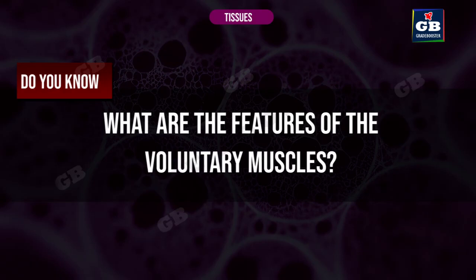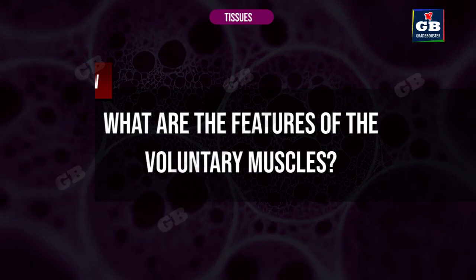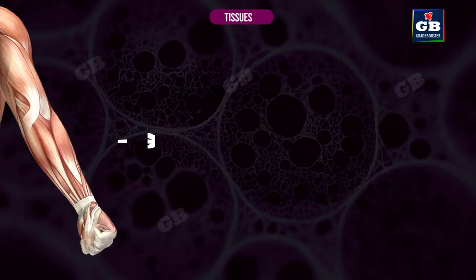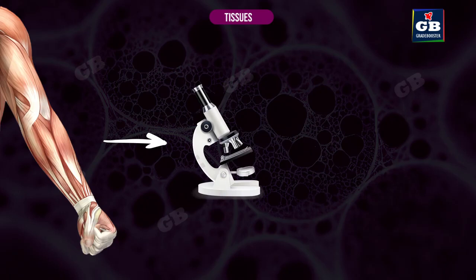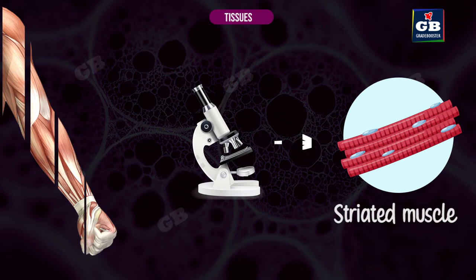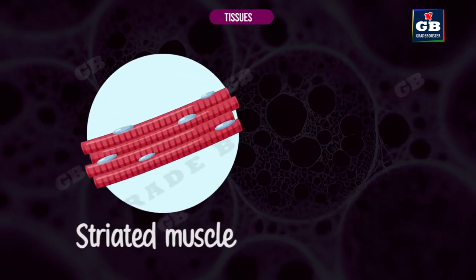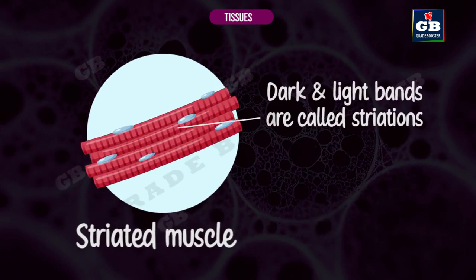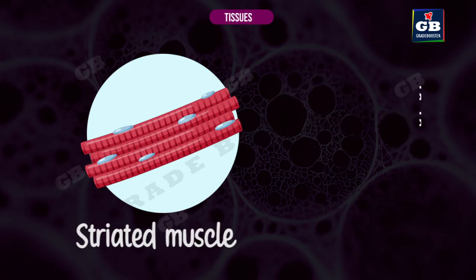What are the features of voluntary muscles? If the muscle fibers of voluntary muscles are stained and observed under a microscope, we find striations. Do you know what striations are? Striations means dark and light bands. That is why these voluntary muscles are also called striated muscles.